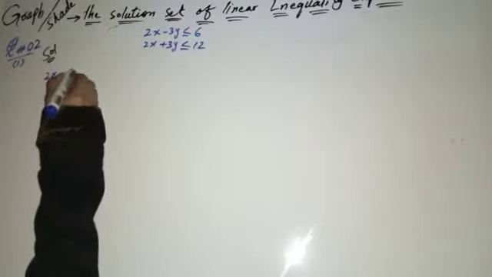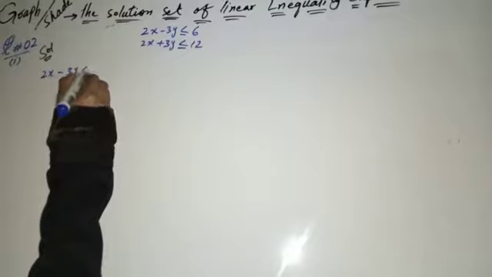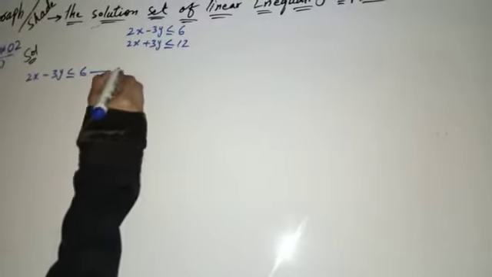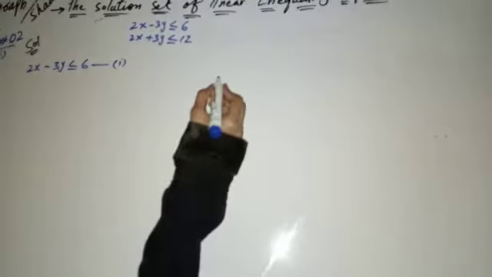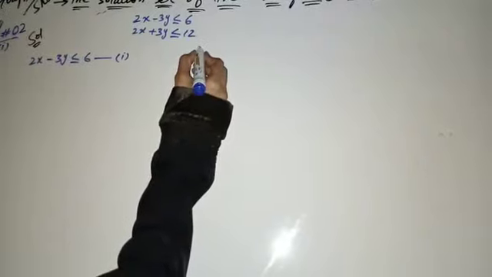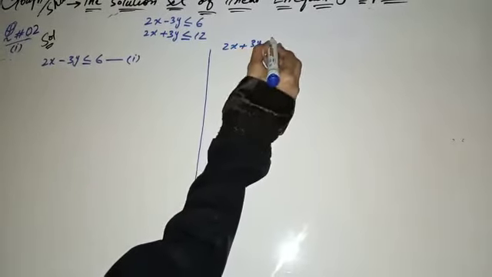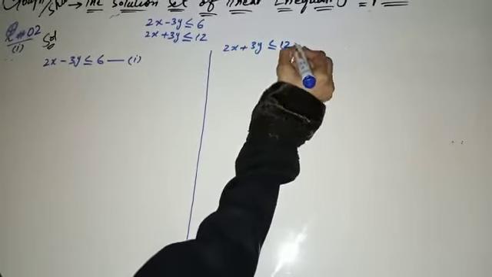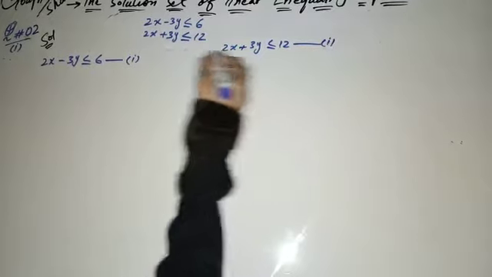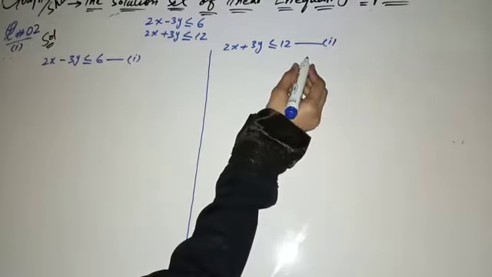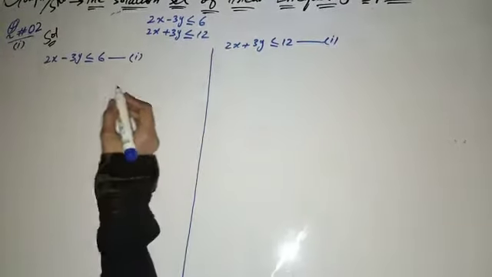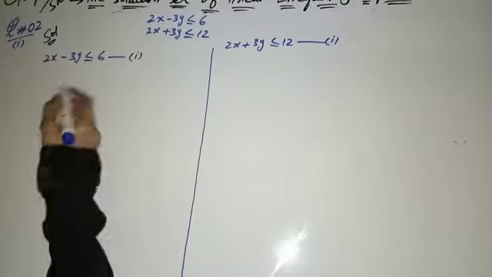2x minus 3y is less than or equal to 6. This is the first given linear inequality expression, while 2x plus 3y is less than or equal to 12 is the second linear inequality expression. I am solving both linear inequality expressions side by side.